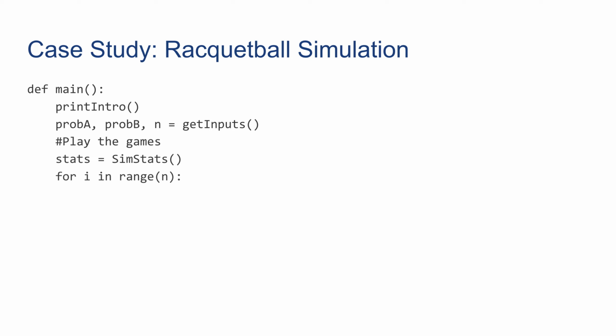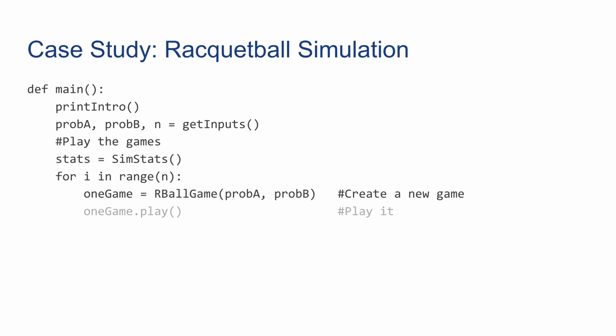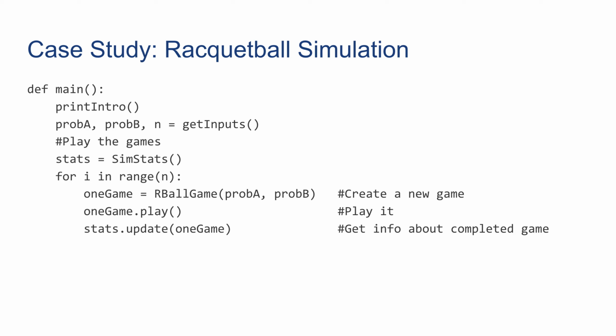Then we can create a loop for n times. In each pass, we can create a new game. We can create one game, RBall game, which takes in prob A and prob B. And then we can play the game. And then we can update the stats for each game. And then when we're done, we can print the results by calling the print report of the stats object.